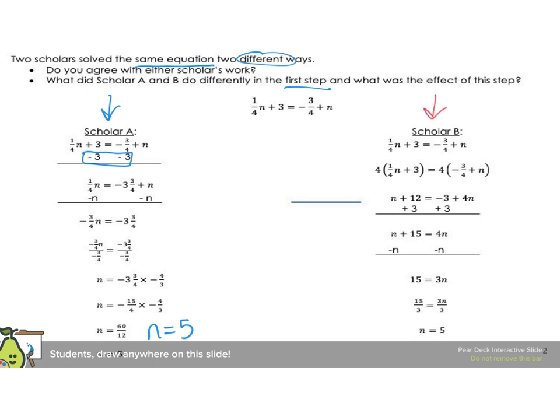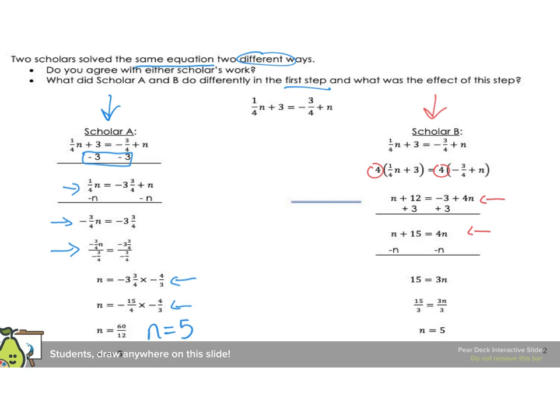Scholar B, the first step, I see this and then parentheses, and I know they use the distributive property, right? That's what the parentheses are for. And then their equation looks much easier to solve because there's no more fractions. Whereas over here in scholar A's work, we still have fractions all the way through. And most people don't like working with fractions. So I think I agree, or I prefer what scholar A did.